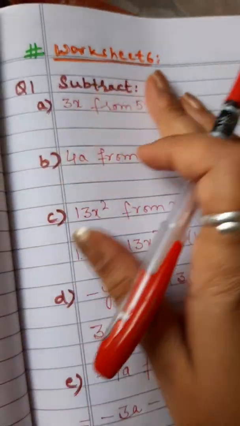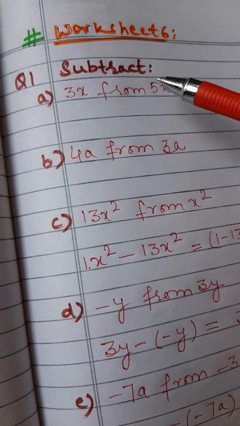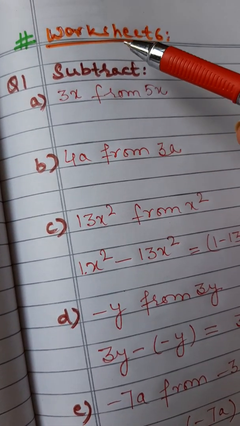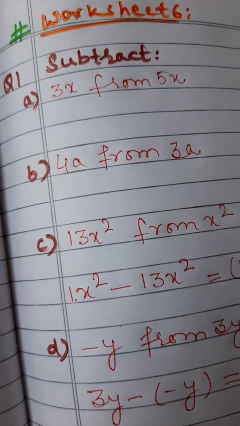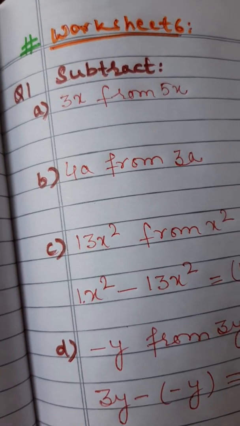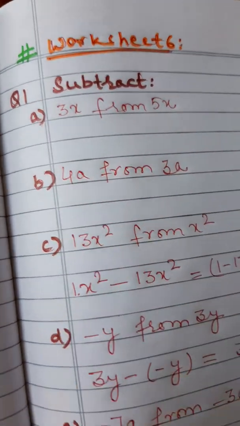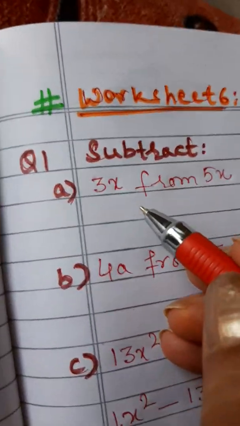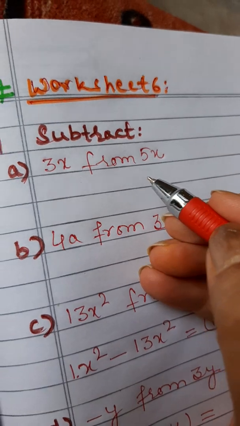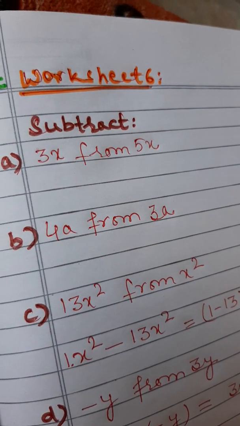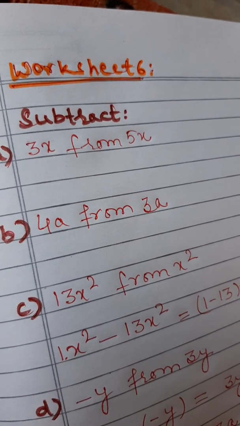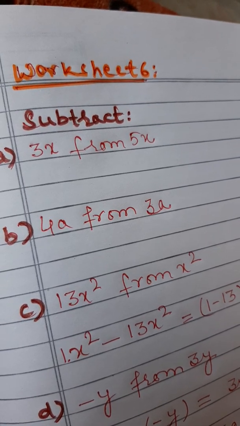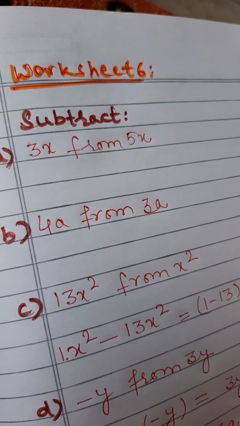Coming on to the worksheet 6, that is subtraction. Question number 1 is for the subtraction of monomials, right? Subtract 3x from 5x. Now here we have to subtract 3x from 5x. We can opt for any method. If you feel like the column method is easy, go with it. If you feel like the horizontal method is easy, you can go with that method.